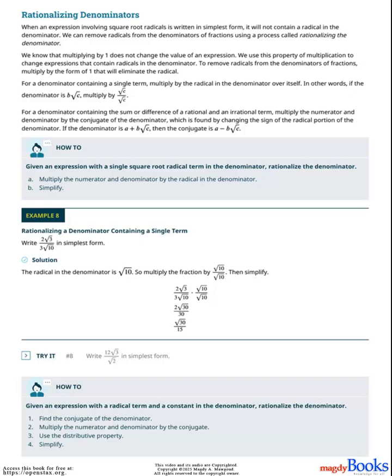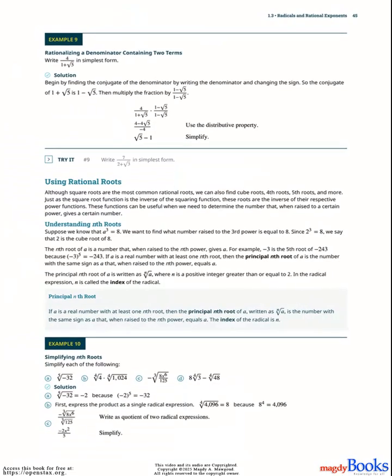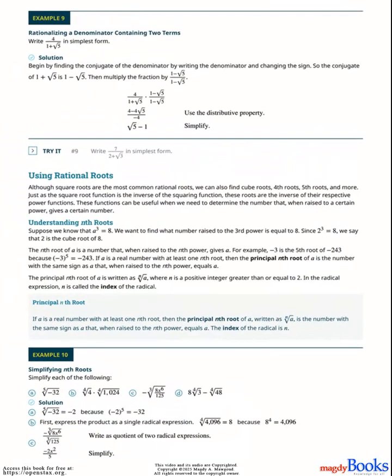How to: Given an expression with a radical term and a constant in the denominator, rationalize the denominator. 1. Find the conjugate of the denominator. 2. Multiply the numerator and denominator by the conjugate. 3. Use the distributive property. 4. Simplify. Example 9. Rationalizing a denominator containing 2 terms. Write 4 over 1 plus square root of 5 in simplest form.